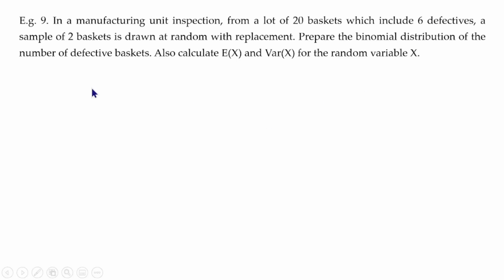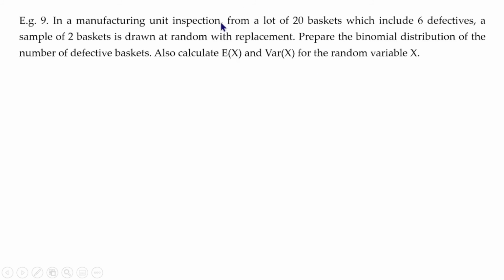The next question, in a manufacturing unit inspection from a lot of 20 baskets which include 6 defectives, a sample of 2 baskets is drawn at random with replacement. Prepare the binomial distribution of the number of defective baskets. Also calculate expectation of x and variance of x for the random variable x.